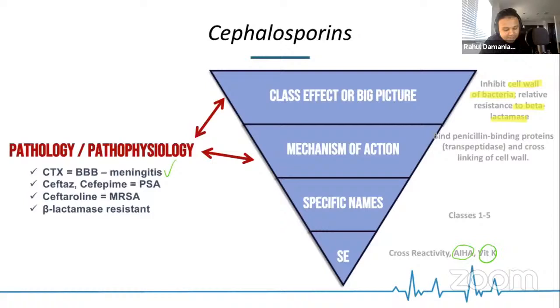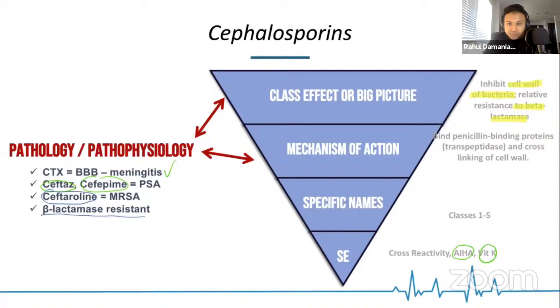Ceftazidime is a third-generation cephalosporin, and it covers Pseudomonas. It's the only third-generation cephalosporin that covers Pseudomonas. Cefepime is a fourth-generation cephalosporin that covers Pseudomonas. Ceftaroline is a fifth-generation cephalosporin that tears it up with coverage of MRSA, and the fact that cephalosporins, like I said, are relatively beta-lactamase resistant.